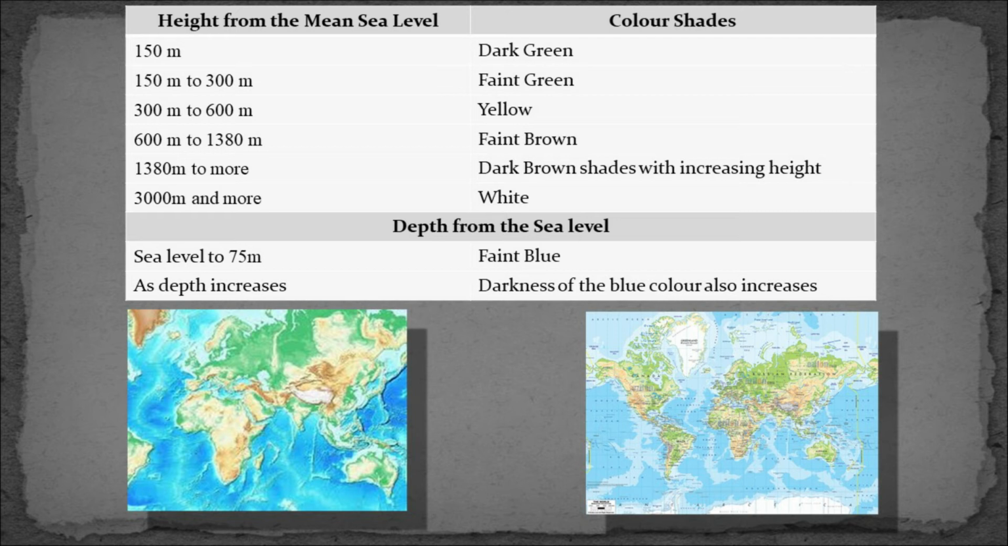150 to 300 meters height is represented by faint green, 300 to 600 meters by yellow, 600 to 1380 meters by faint brown, and 1380 to 3000 meters height is colored by dark brown shades. With increasing height, the brownness increases. The white color shade is assigned to a height above 3000 meters. On the other hand, the depth from sea level to 75 meters is indicated by a faint blue color, and as depth increases, the darkness of the blue color also increases.